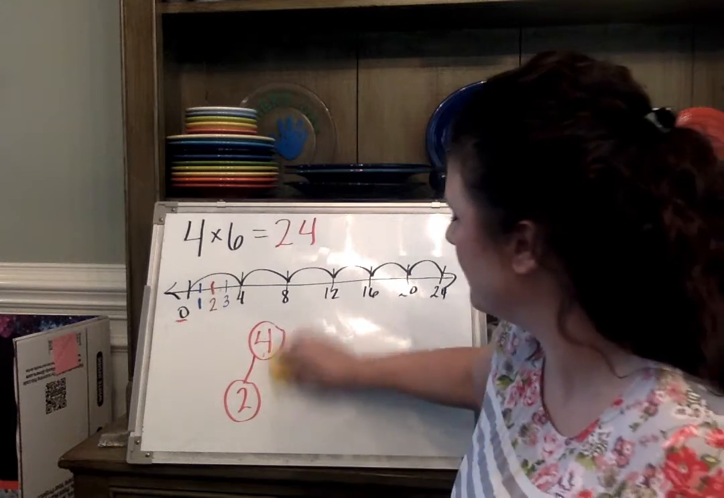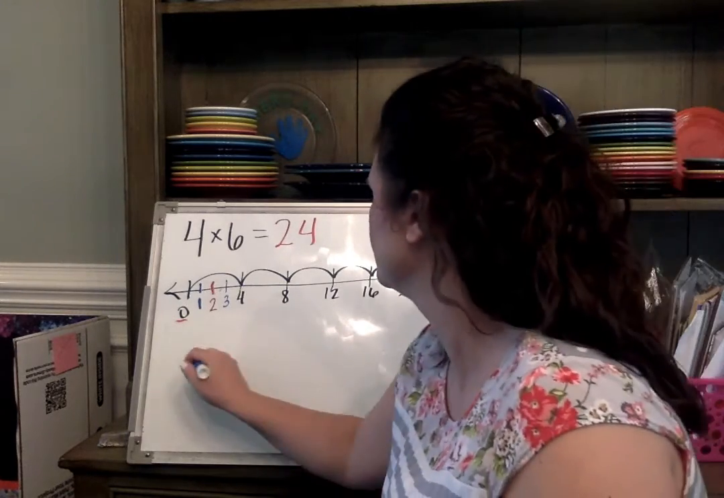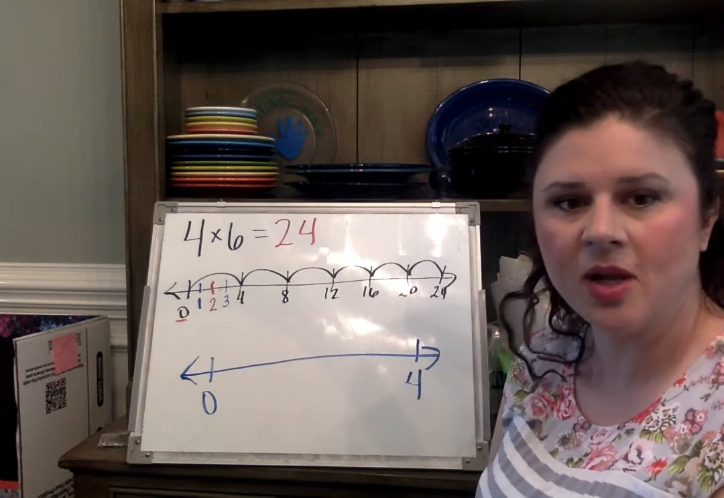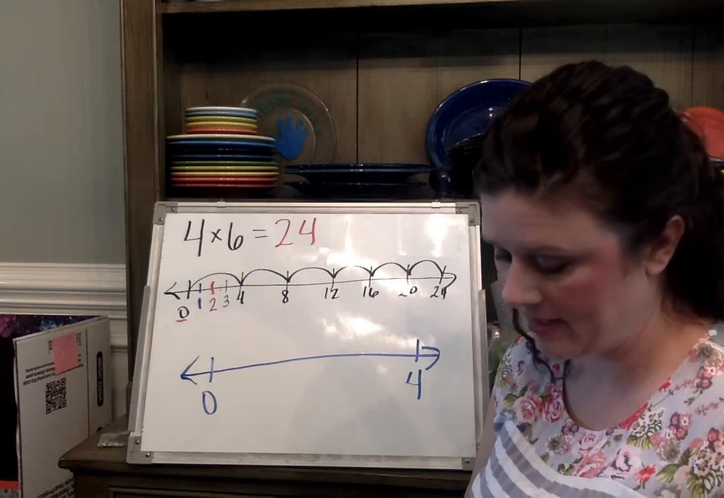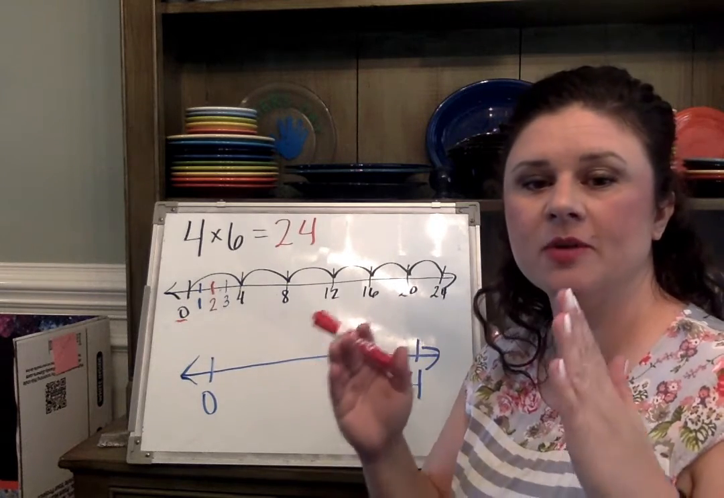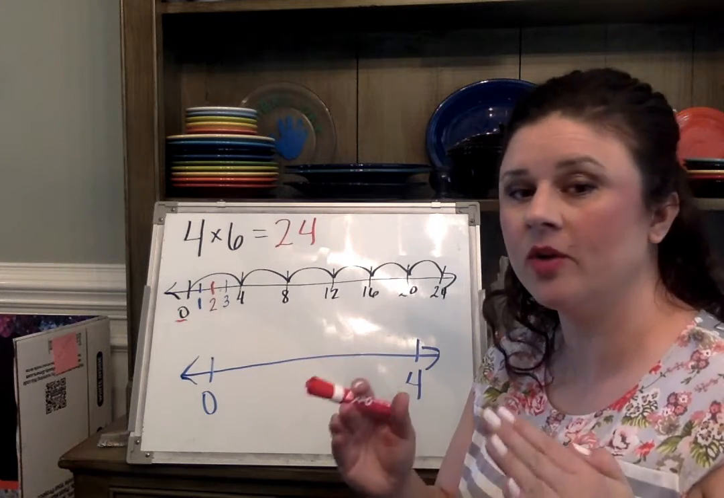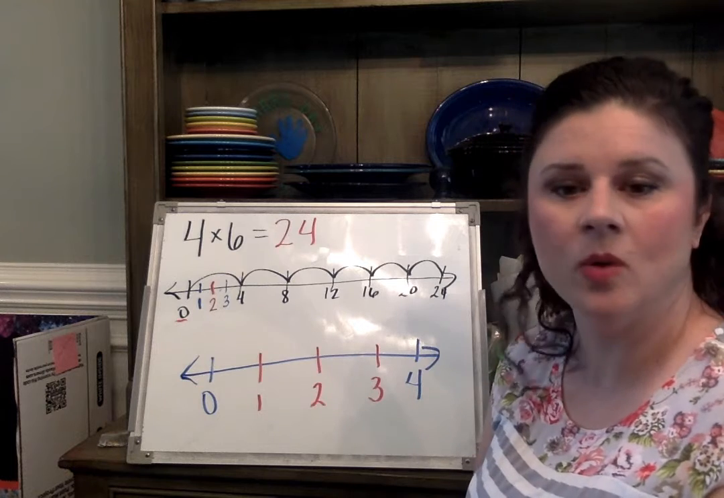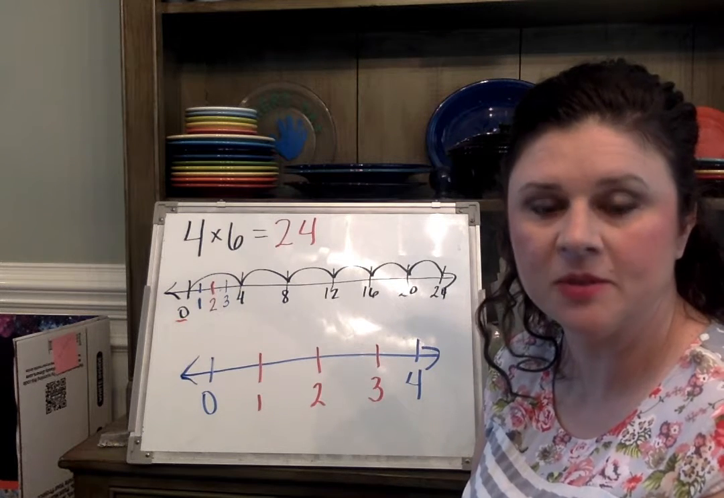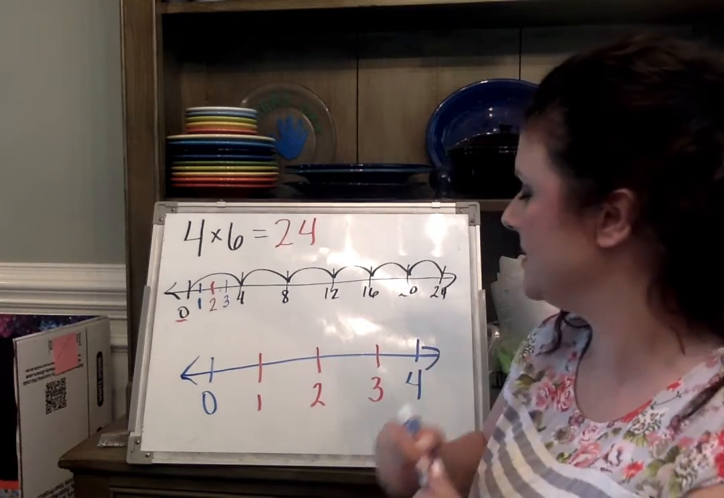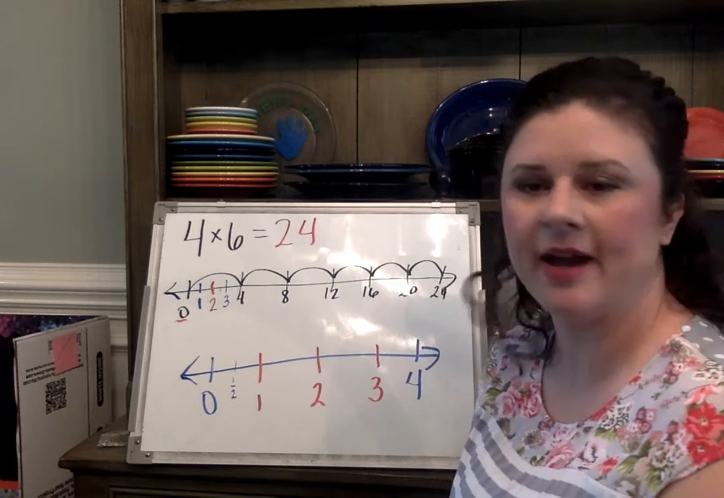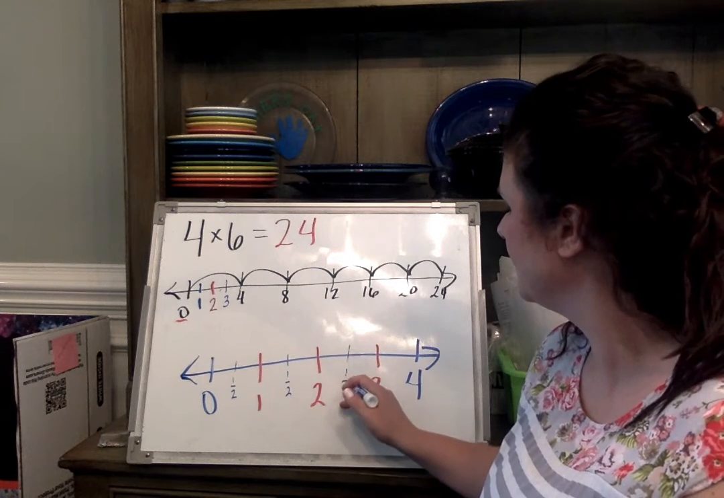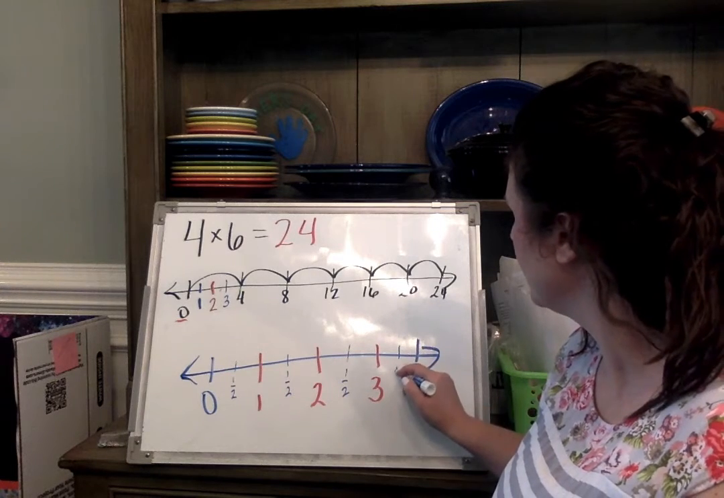Okay, I'm going to draw a bigger model down here so you can see it. This number line starts with 0 and it ends with 4. There are numbers in between 0 and 4. And what are those numbers? 1, 2, and 3 come between 0 and 4. Between 0 and 1, there's a half. Between 1 and 2, there's another half. Between 2 and 3, there's another half. Between 3 and 4, there's another half.